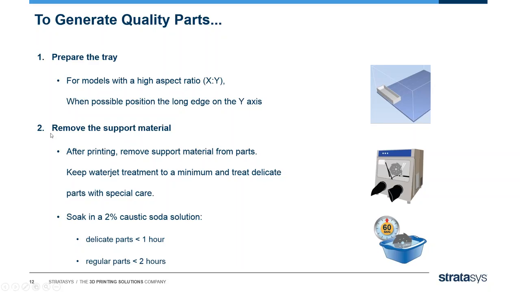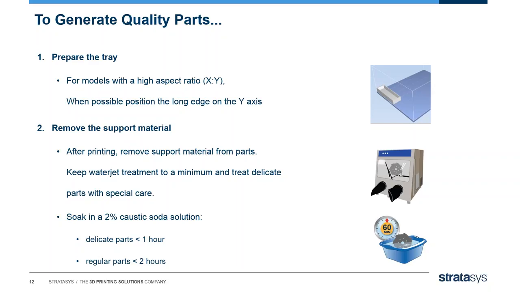The second point is about removing the support material. After printing, of course, remove support from the parts. And here, very, very important, keep water as much as you can away from Rigor parts. It means the water jet treatment, please keep it to a minimum, and special or delicate parts with special care. Also the time in the caustic soda, in my recommendation is 20 minutes, half an hour, because Rigor is absorbing water and it doesn't give it away while drying out the parts.